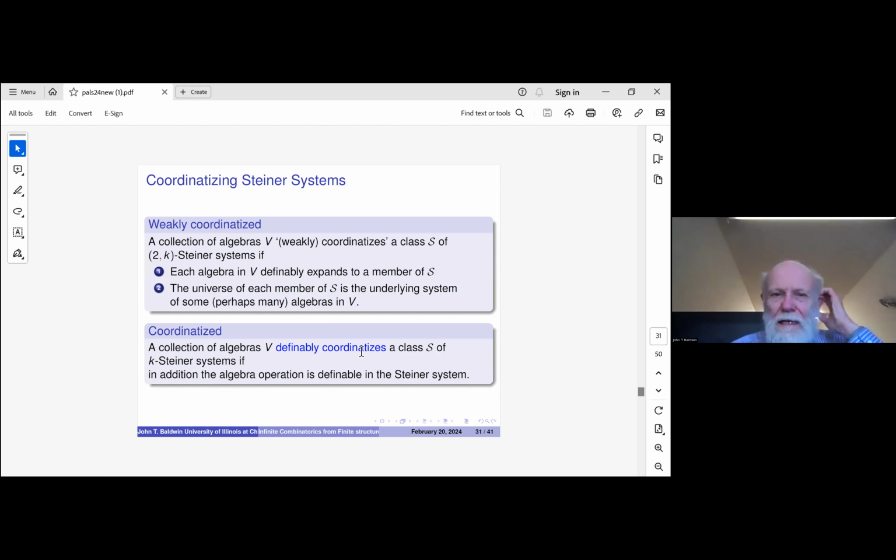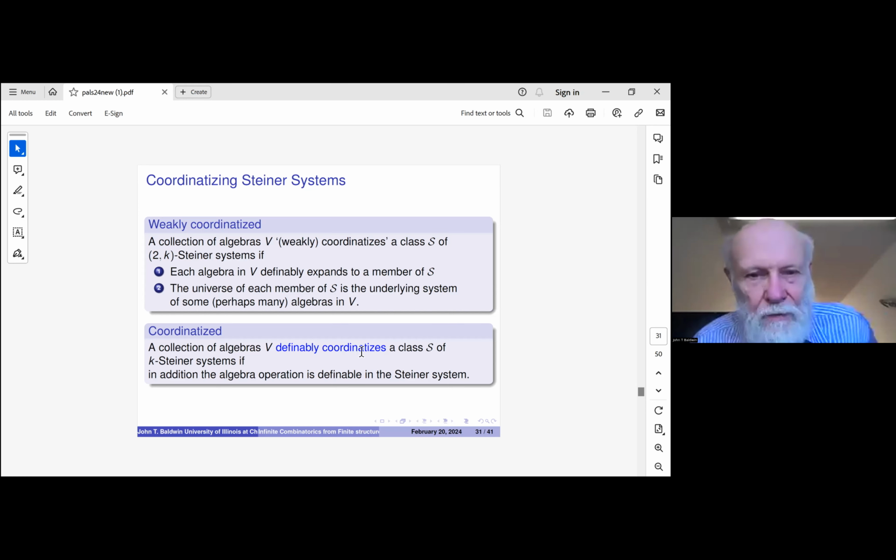Now I want to go back to what this Ganter-Werner theorem was. That is, what does it mean to coordinatize a system? And I'm going to call it weakly coordinatized. So a collection of algebras, say a variety, weakly coordinatizes a class of 2K Steiner systems. So two points determine a line, and lines have k points.